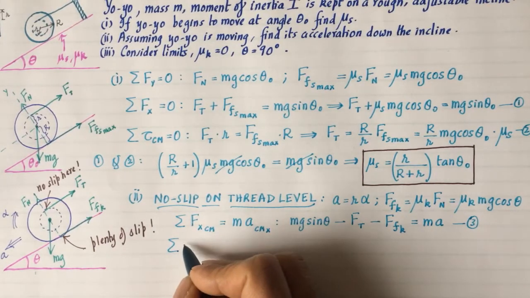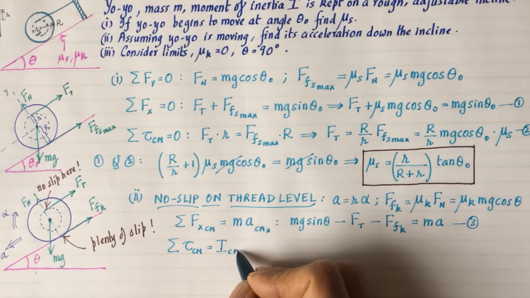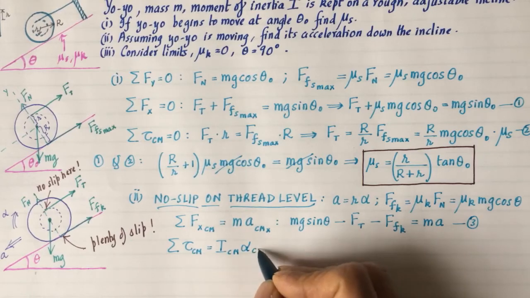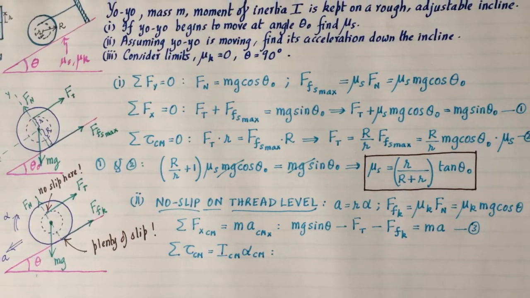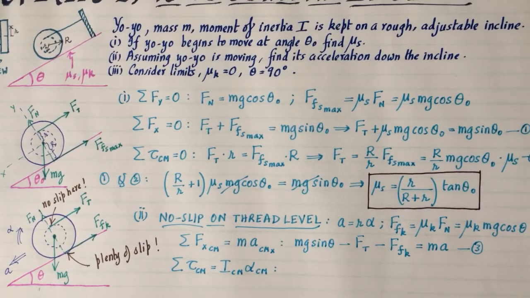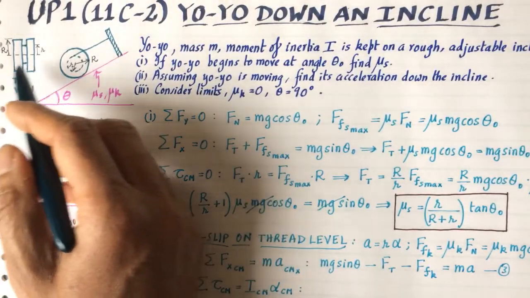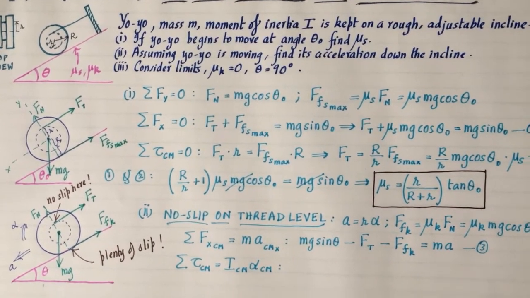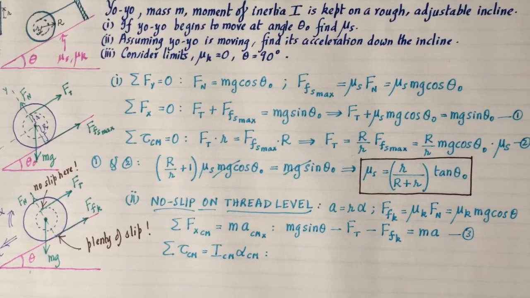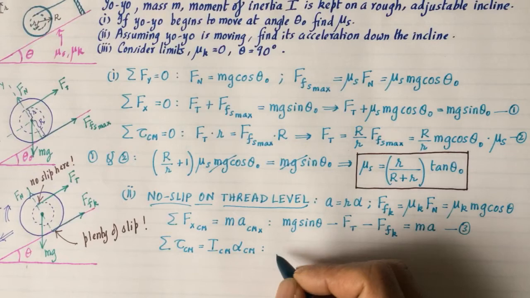Then we have the sum of all the torques about the center of mass equals the moment of inertia about the center of mass times alpha about the center of mass. Now I just told you the moment of inertia of this yo-yo is I. You can actually calculate it. If you know the density of wood and standard moment of inertia formulas, you can actually calculate the moment of inertia of that compound pulley situation. But I'm not interested in doing that here. We'll just take the moment of inertia to be I.